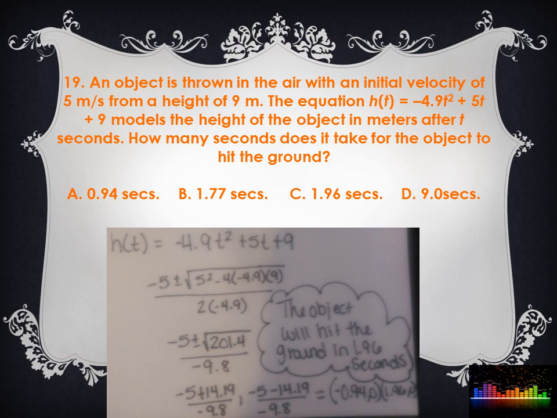Always simplify what's under the radical first, and we get 201.4. And then we can get the square root of that, which is 14.19. And then we just separate it to get our positive and our negative. So negative 5 plus 14.19 divided by negative 9.8. And we get negative 0.94. And then we also have negative 5 minus 14.19 divided by negative 9.8. And you get 1.96. Since we can't have a negative amount of time, we know that the object will hit the ground in 1.96 seconds.